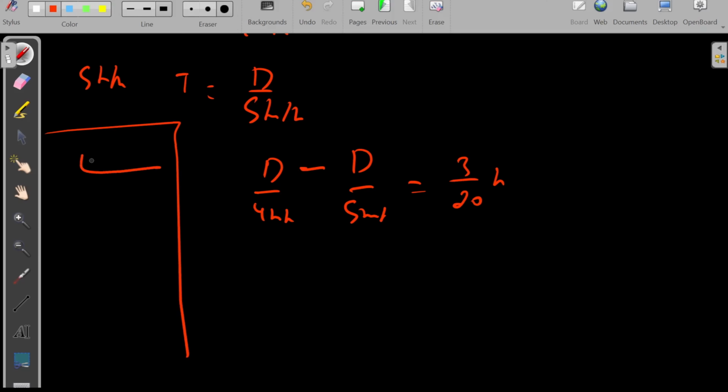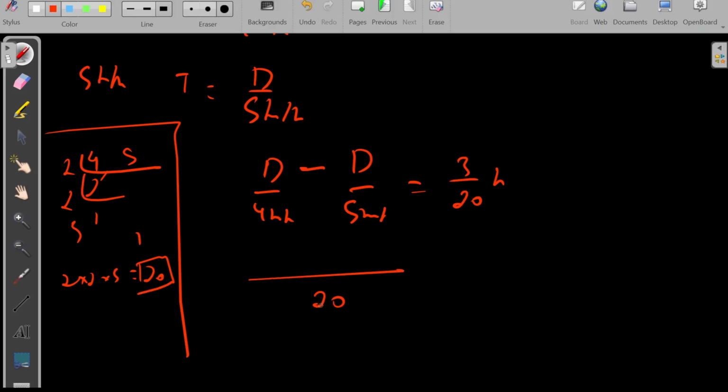I need to find the least common multiple of 4 and 5. So 2 times 2 would be 4, 5 ones are 5. So it'll be 2 times 2 times 5. That will give me 20. The least common multiple would be 20. I'll write right here 20. If you're confused, you simply need to find a number which, when we multiply, gives me the least common multiple. So if I multiply 4 times 5, it would give me 20.